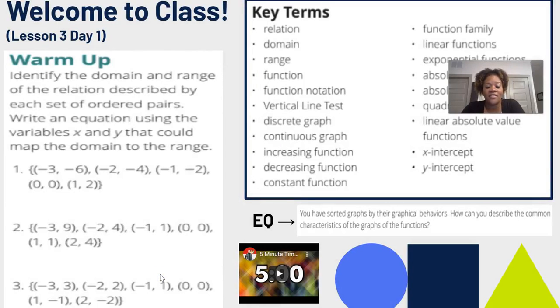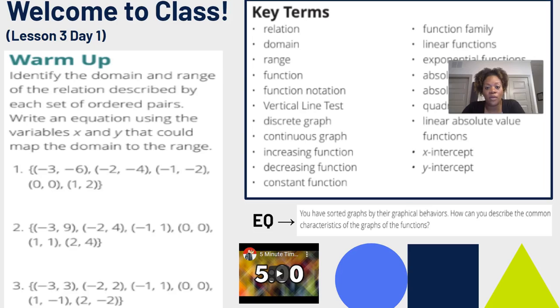Your warm-up for today is to identify the domain and range of the relation described by each set of ordered pairs. You will also write an equation using the variables x and y that can map the domain to the range. You will complete questions 1, 2, and 3.